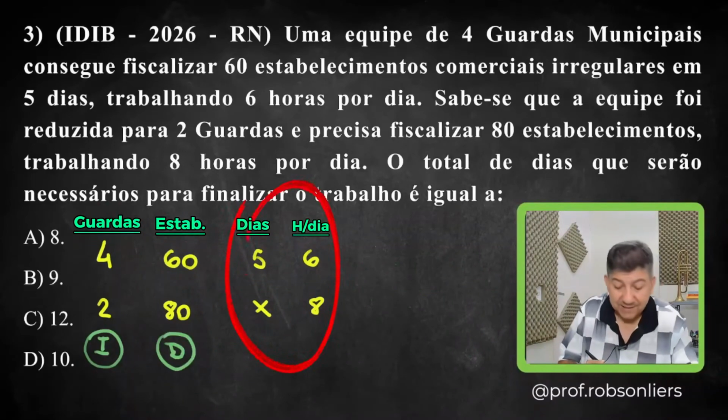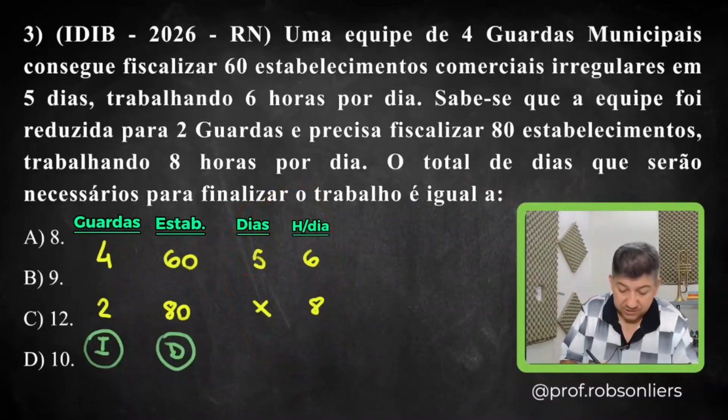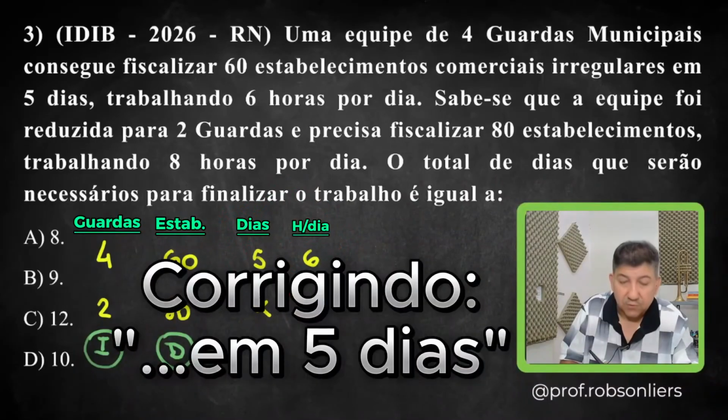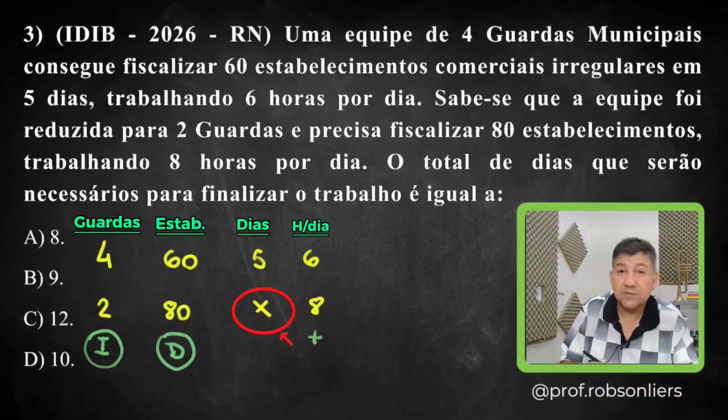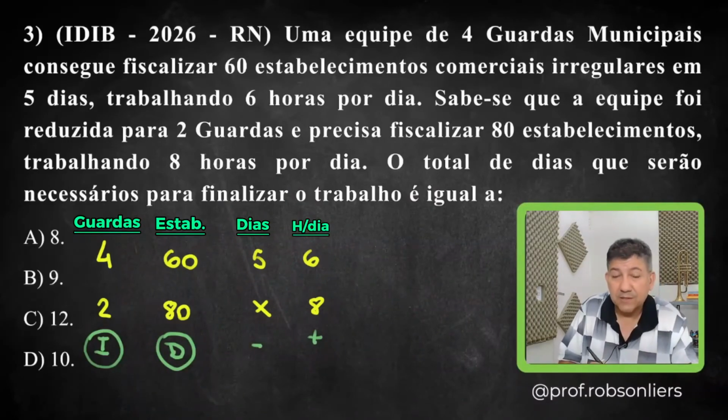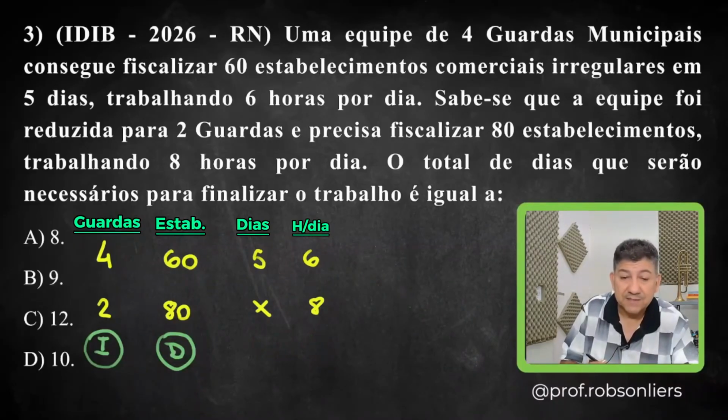Now the number of hours worked and the number of days. Working 6 hours a day, he completes a certain task in 5 days. If he works more hours a day, this task will be completed faster, that is, in less time. So, one quantity increases and the other decreases. When one increases and the other decreases, they are inversely proportional quantities. I'll put an I here for inverse.